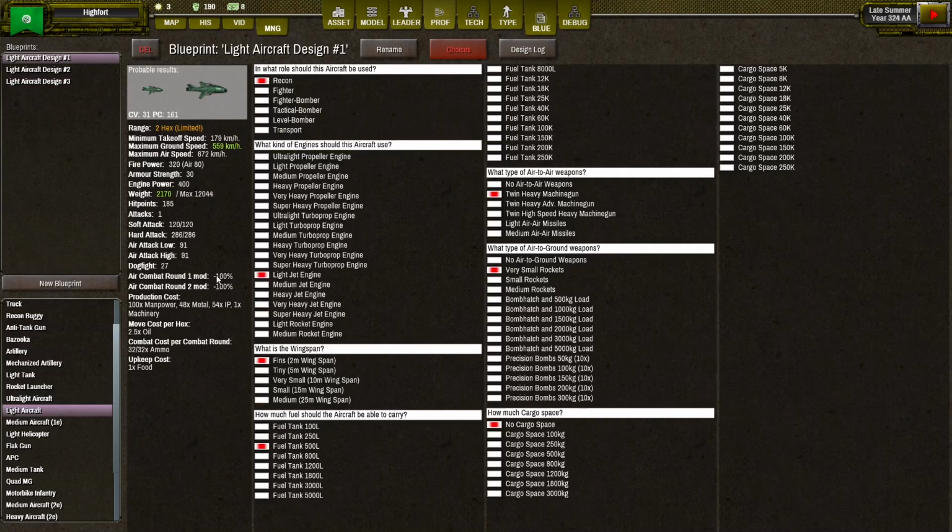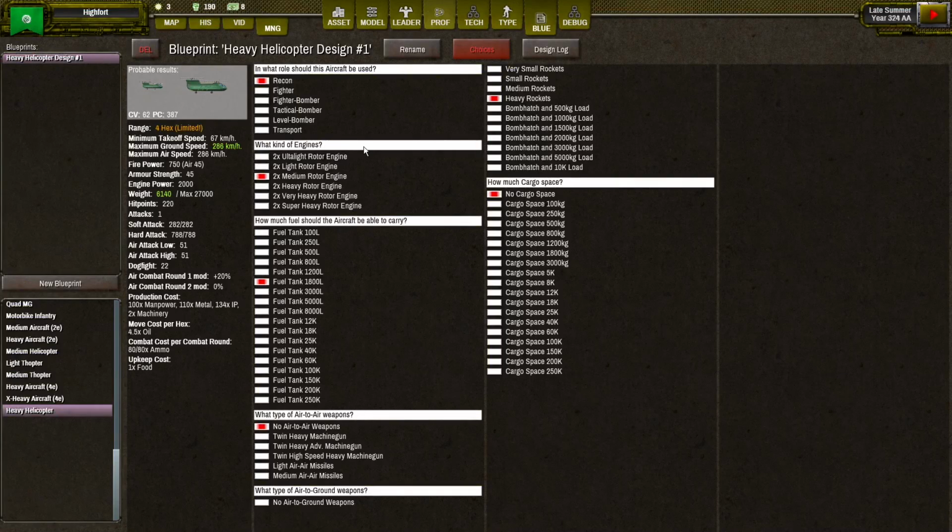This fighter has -100 and -100 because it can use only some twin heavy machine gun. So you can see that this or even this fighter would have problems to fight with us because in the first 2 rounds we could shoot it down. So let's try to build a heavy helicopter.